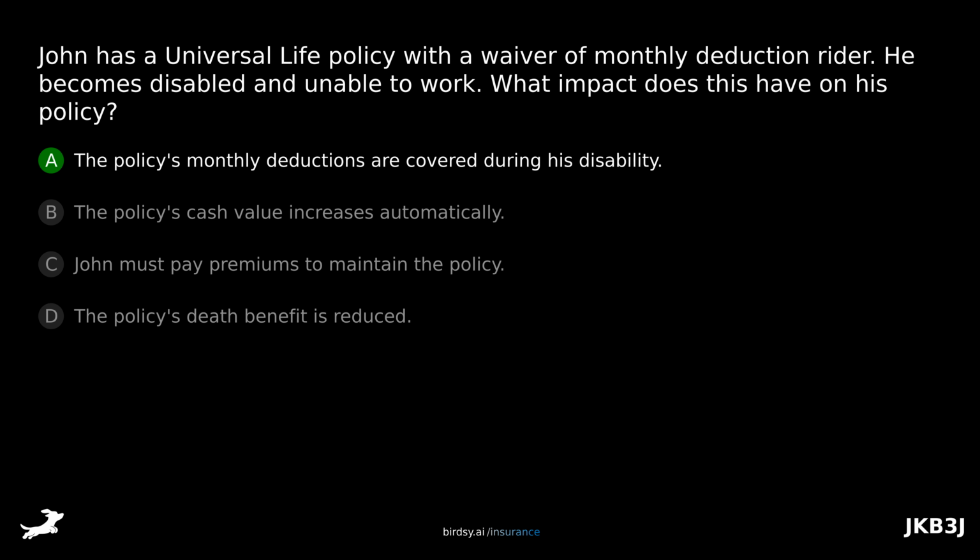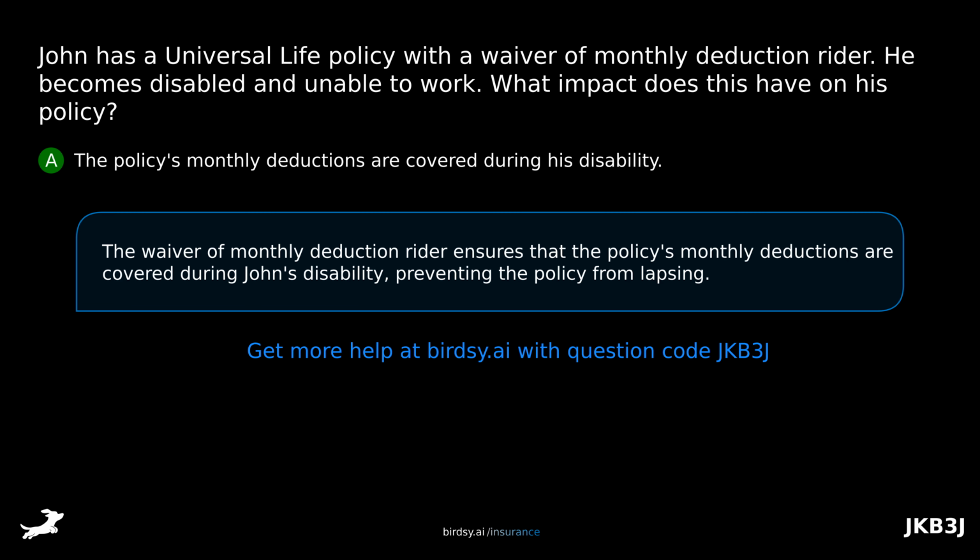The answer is A. the policy's monthly deductions are covered during his disability. The waiver of monthly deduction rider ensures that the policy's monthly deductions are covered during John's disability, preventing the policy from lapsing.